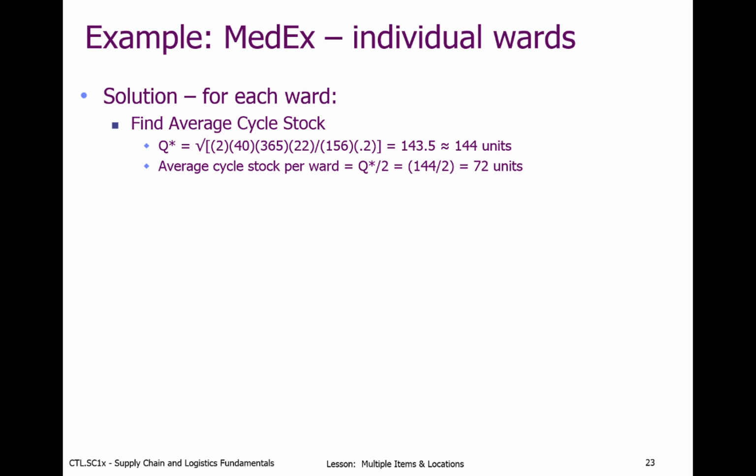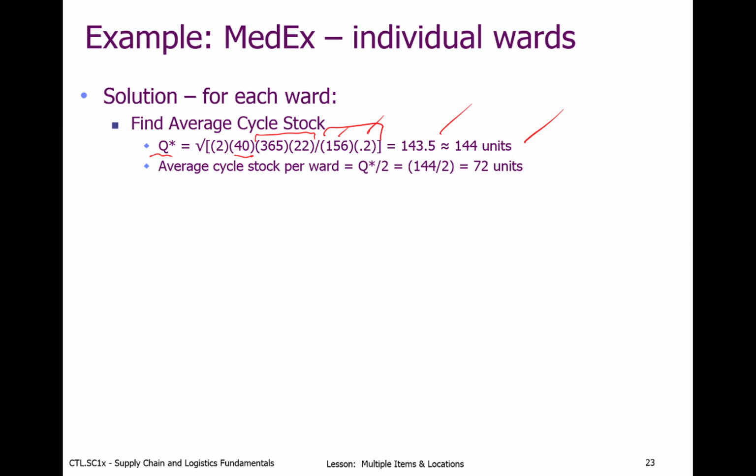Well, first we want to find the average cycle stock. So I want to find the Q star. Q star is simply going to be equal to the square root of 2 times the transaction cost times the annual demand, 365 times 22, divided by the cost of excess, which is just the purchase cost times the holding charge. And that gives me 143.5 units. I'm rounding it up to 144.